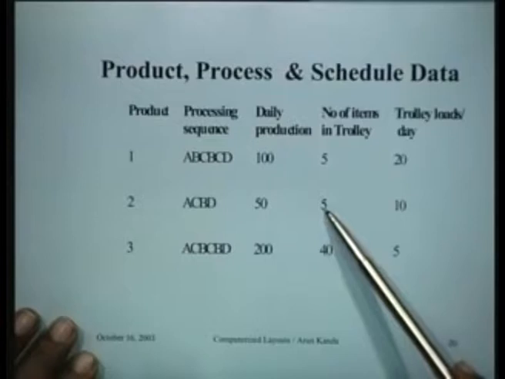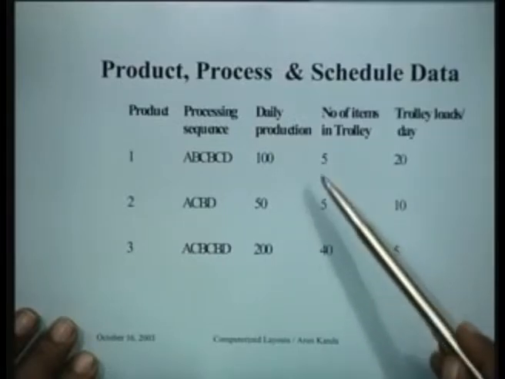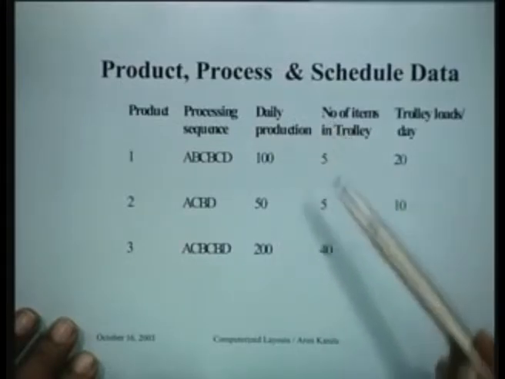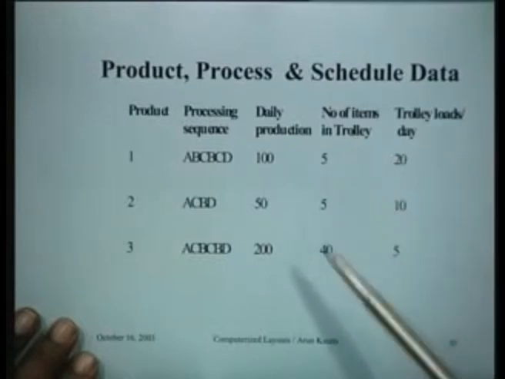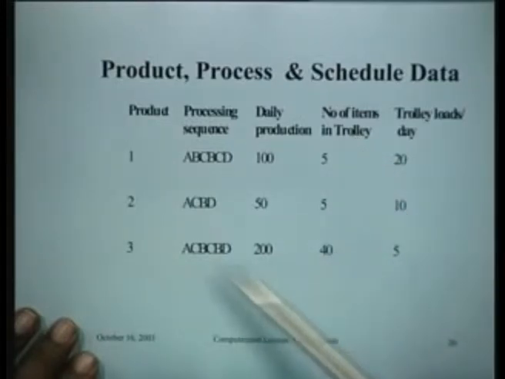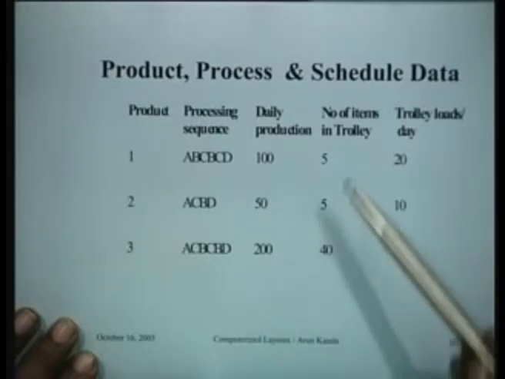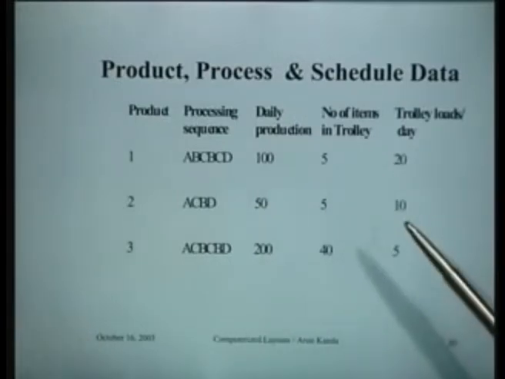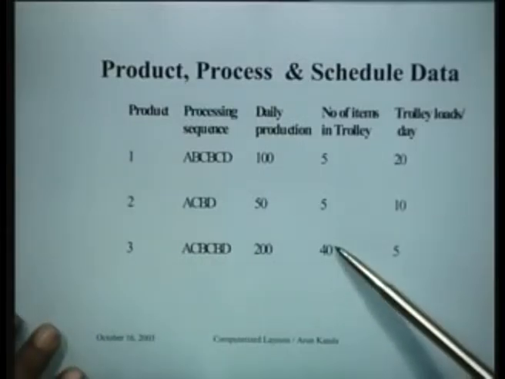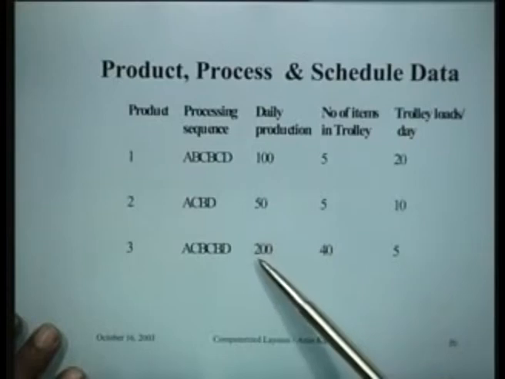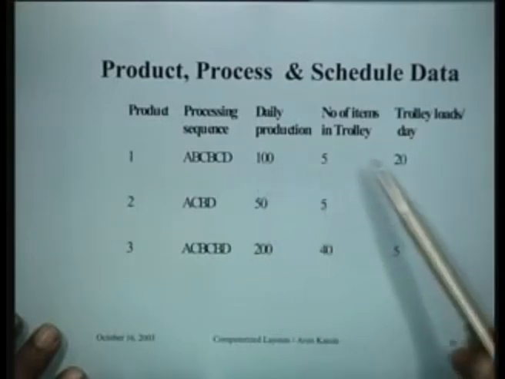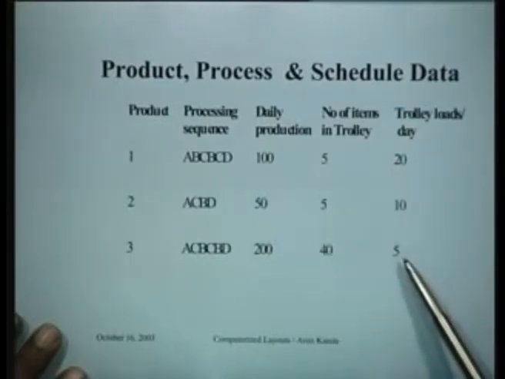Similarly 5 for product 2. What it means is that product 1 and product 2 are roughly of the same size, right? And as far as this product is concerned, it is much smaller in size. So 40 products of this size can be accommodated in the same trolley, and our unit is movement in trolley loads. So if this is the daily production, we can determine the number of trolley loads that we will see moving of these products in the factory.